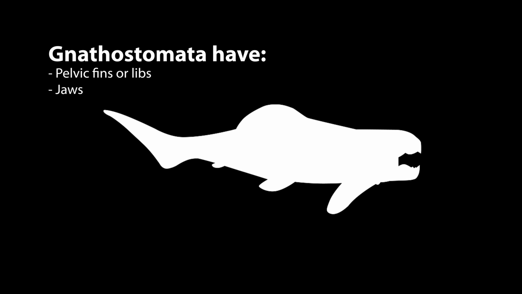All animals in the Gnathostomata have jaws comprised of two internal skeletal parts. And all animals in the Gnathostomata have fins or limbs located just in front of the anus.